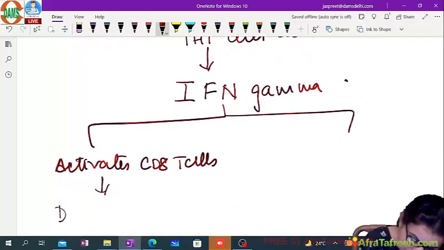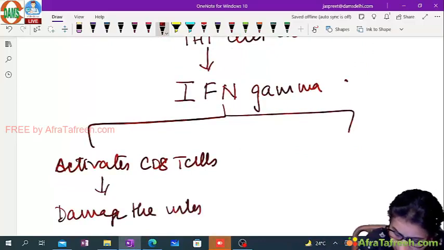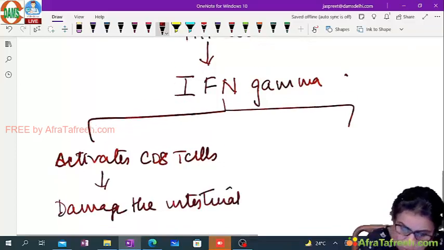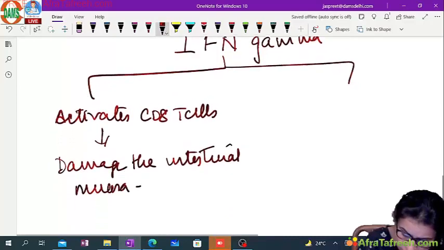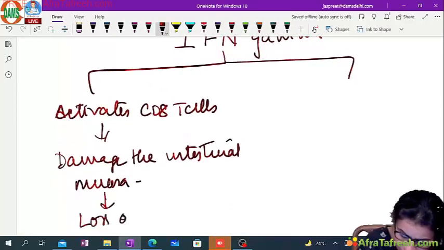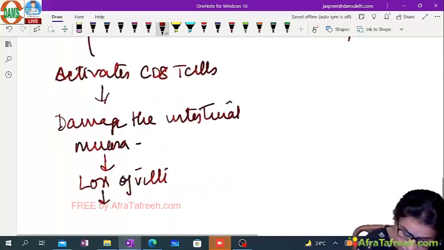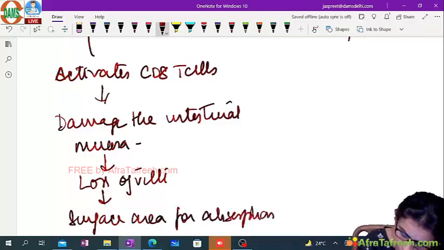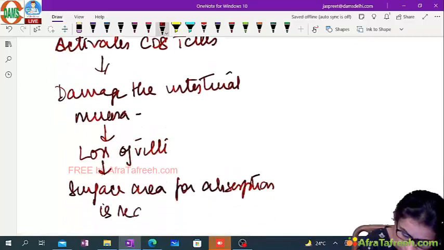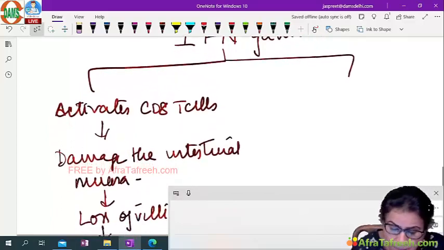CD8 T cells damage the intestinal mucosa. So cytotoxic T cells damage the intestinal mucosa. There is loss of villi. Obviously, if villi are lost, surface area for absorption is reduced. So there is decreased surface area for absorption. And second, this interferon gamma.